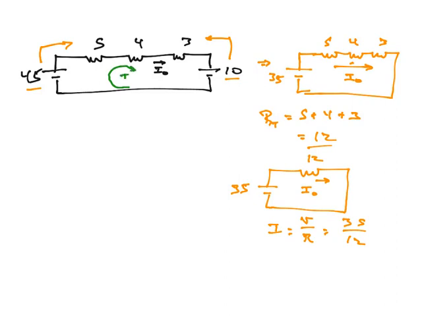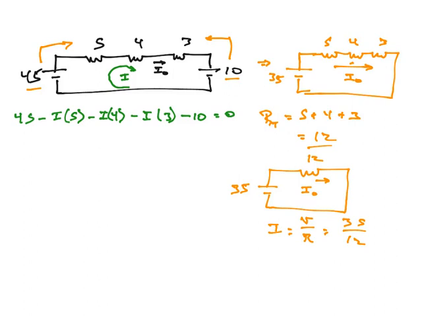Say there's a loop here, I is right there. How do I get this? KVL says if I go around the loop once, and I add everything up together, I get 0. So I have plus 45 minus I times 5 minus I times 4 minus I times 3. And then I hit the 10 voltage source, but I hit big to small, so that's minus 10 is equal to 0. Okay.